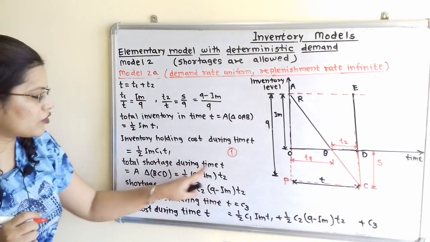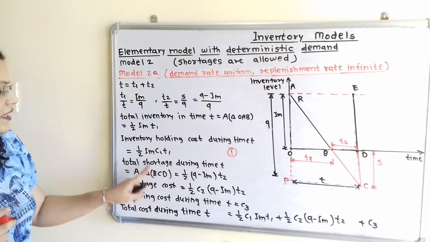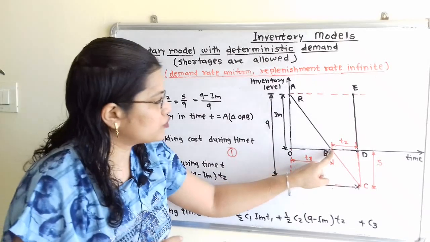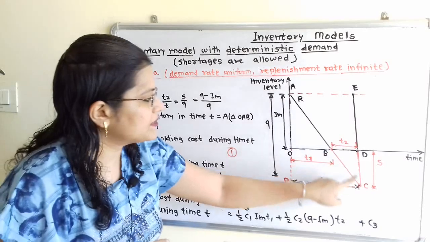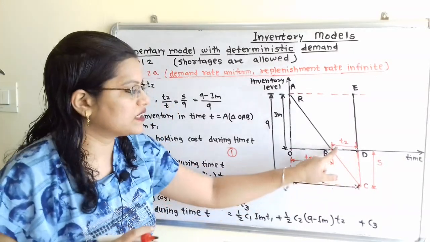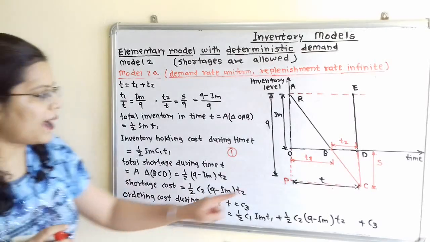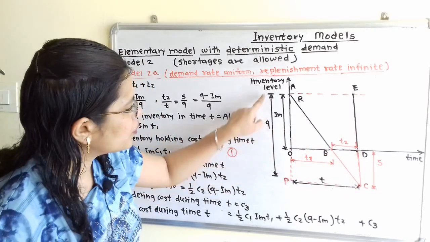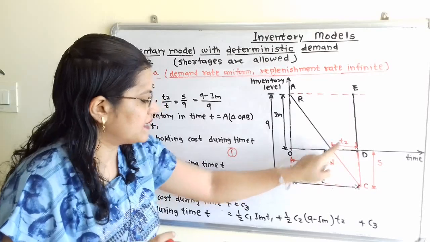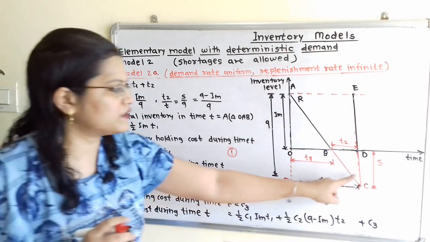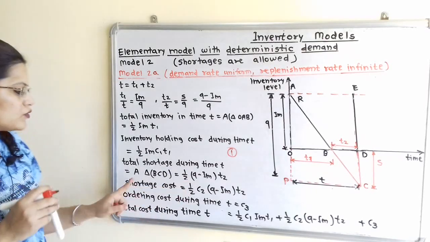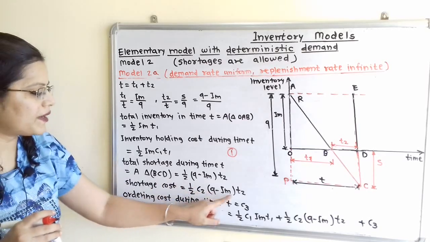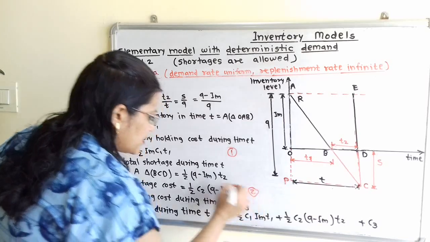Then total shortage cost during time T. So here shortage, only shortage, total shortage during time T. So how to find the shortage? That is the area of triangle BCD, because up to this triangle, which I have shown with the help of the red marker, there is the shortage. So half multiplied by Q minus IM, because we have to take height. So S is equal to Q minus IM multiplied by base, that is T2. So here instead of S we have to write the formula in the form of IM. So how to write the shortage cost? We just multiply by shortage cost C2, that is half C2 into Q minus IM into T2. So I will write this as equation 2.